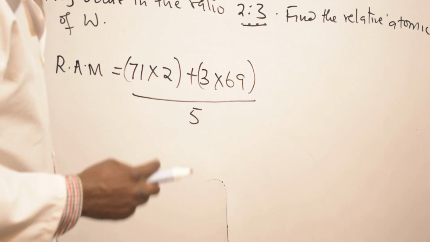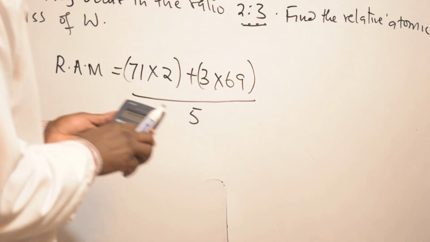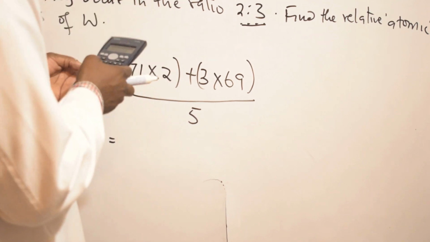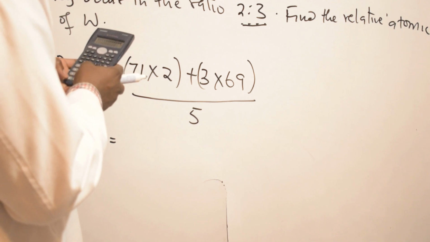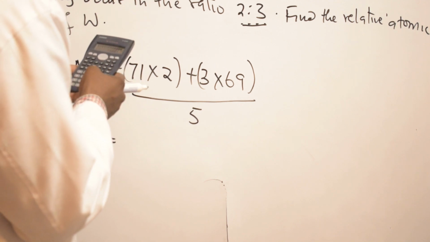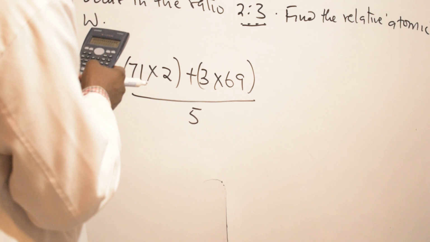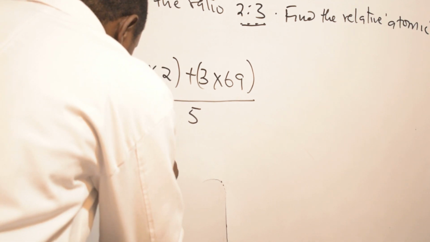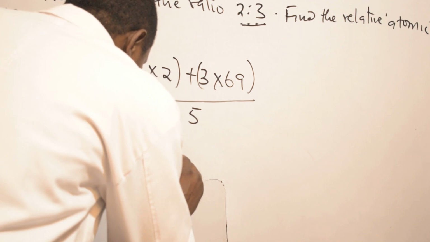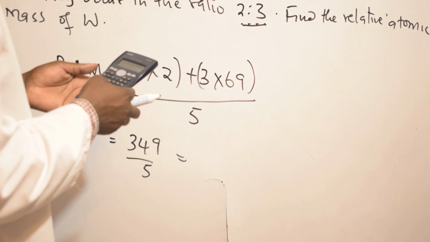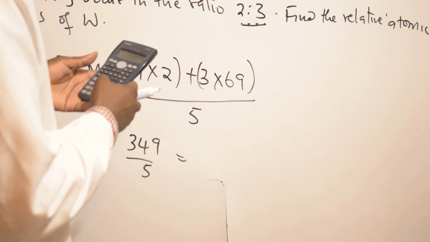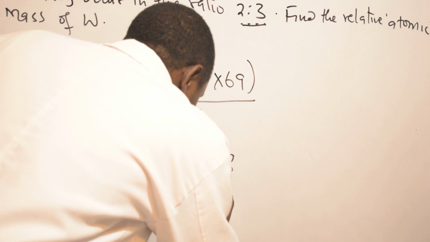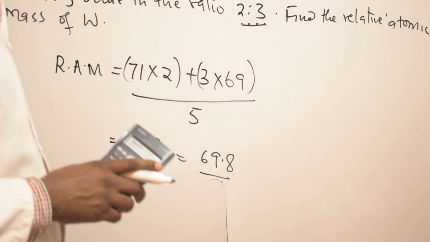Now, working on this, let's see what you get here. You'll get 349 divided by 5. 349 divided by 5, and you actually get 69.8. Look at that. 69.8.